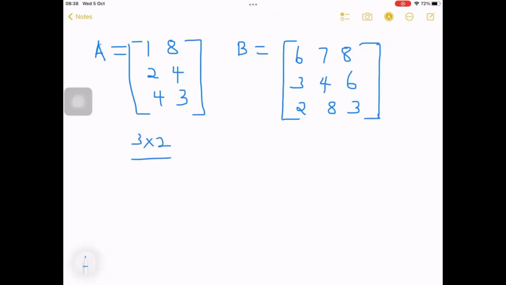How about matrix B? Matrix B is a 3 by 3 matrix. There are 3 rows, 3 columns.